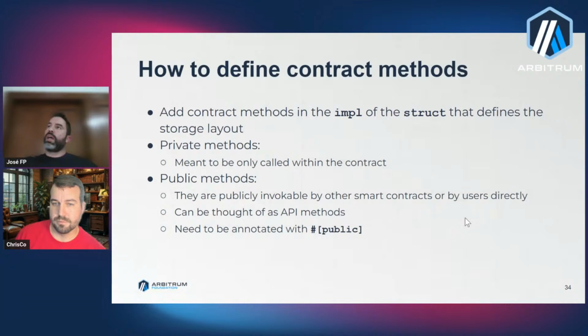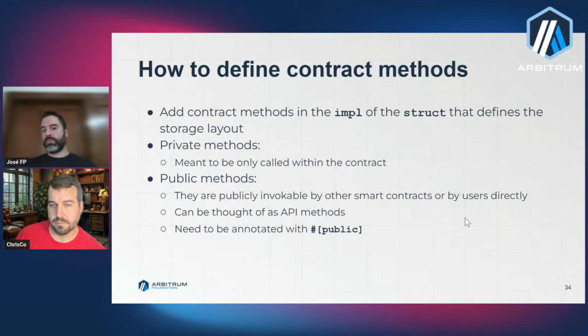All right. So how do we define then the contract methods? We've talked about storage, so let's talk about the contract methods. So the way we add methods to our contract is that we add an impl block for the struct that defines the storage layout that we just saw. And then we add the functions within that impl, okay?